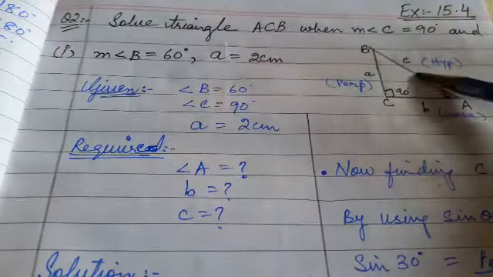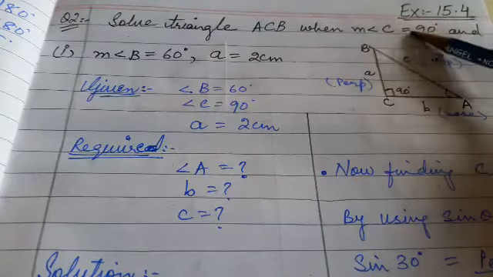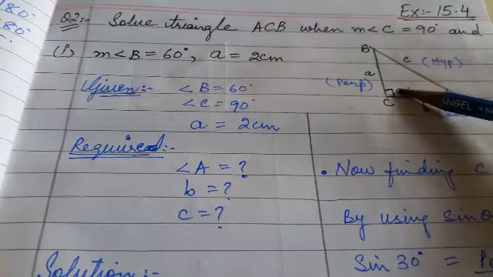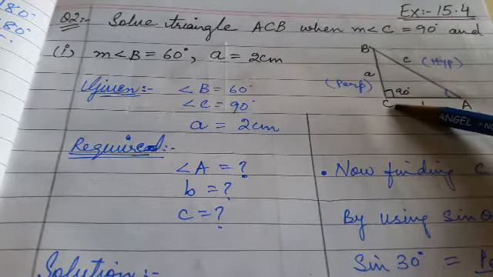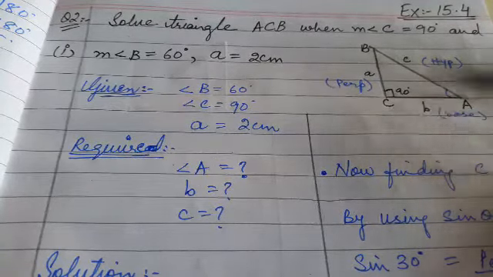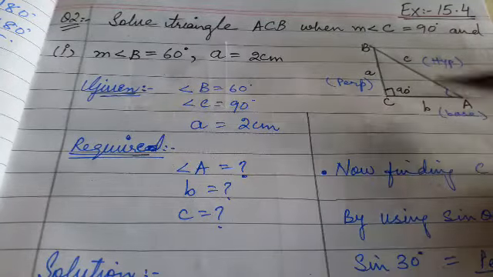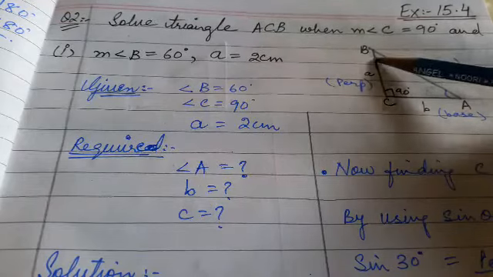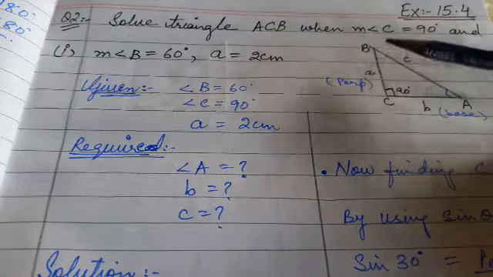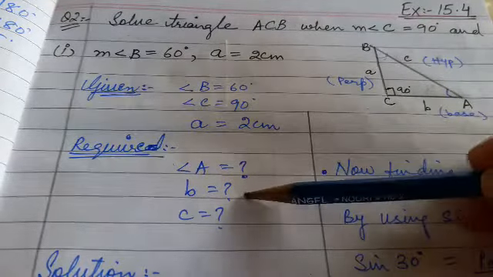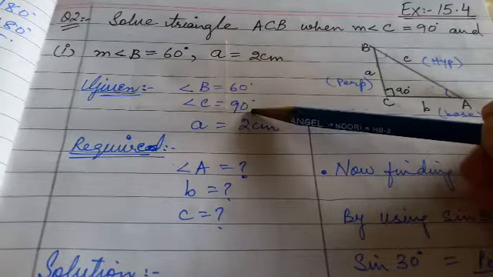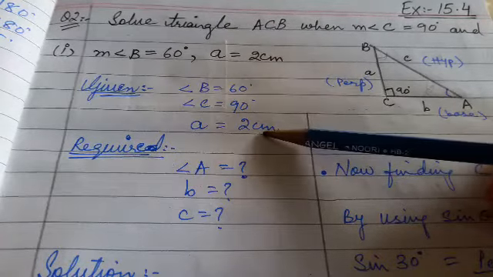Now this figure you have to draw yourself, as it is given in the question that angle C is 90 degrees. That's why you have to put the 90 degree angle as C. Angle B is given to you as 60 degrees, and angle A is unknown, which you have to calculate. So write down the given and required first. Given is angle B 60, angle C 90, side A 2 centimeters.